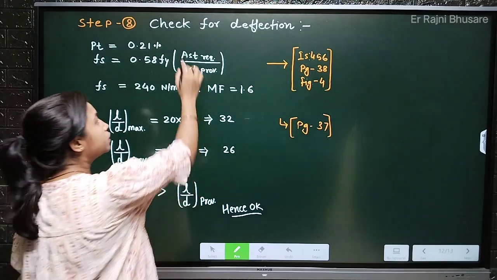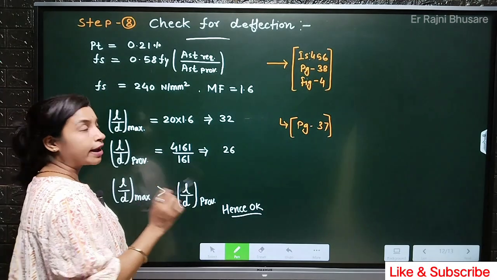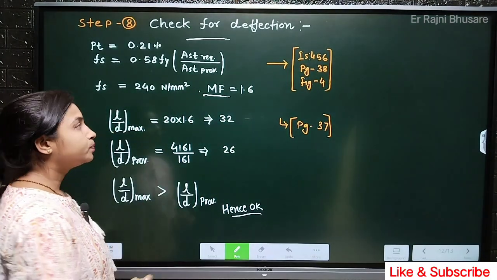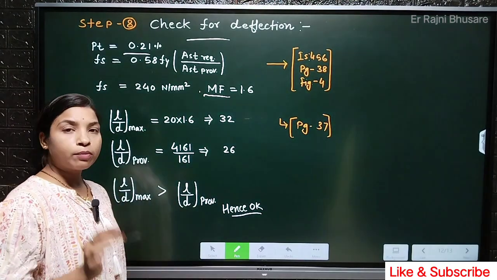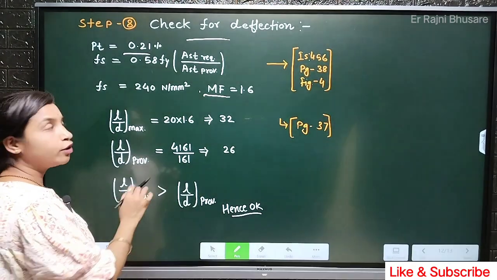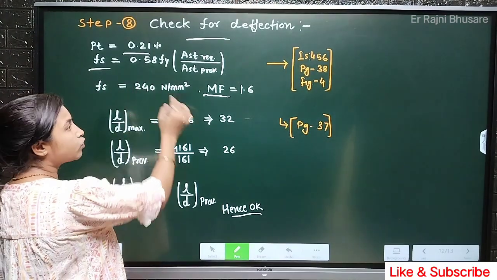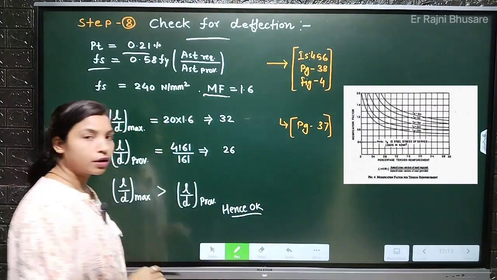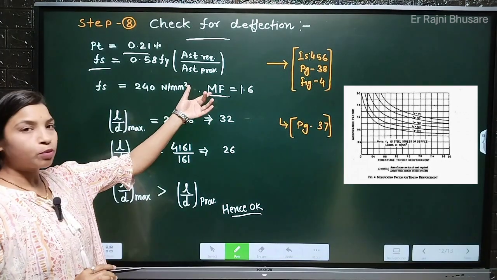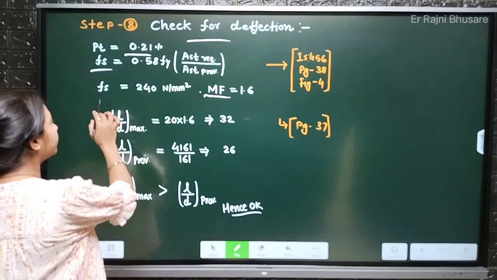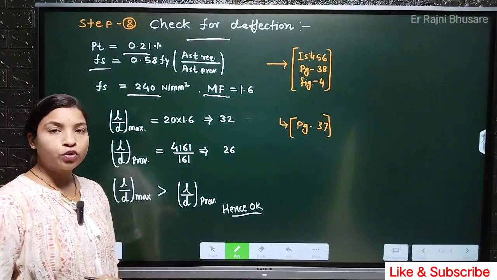And now our next step is to determine the check for deflection. And how to calculate deflection? Let's see, we want the value of the modification factor. Now we have the value of PT 0.21%, and we can determine the modification factor. So we require the value of Fs. We will calculate the Fs value by this formula, taken from IS code page number 38, figure number 4. Fs is 0.58 Fy, AST required upon AST provided. Putting all values in this formula, we get Fs as 240 Newton per mm square.